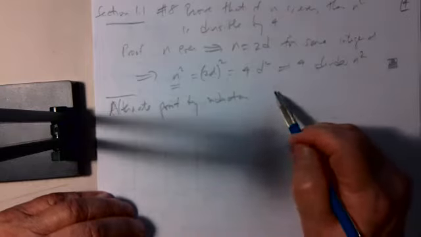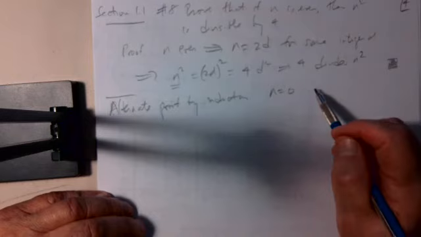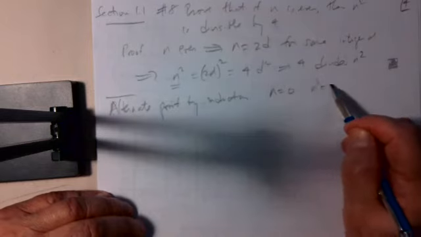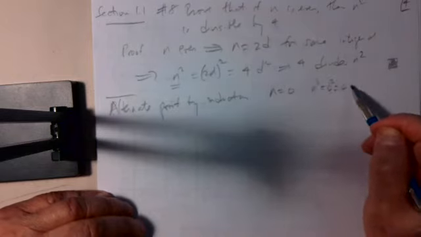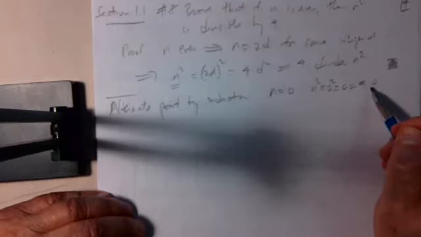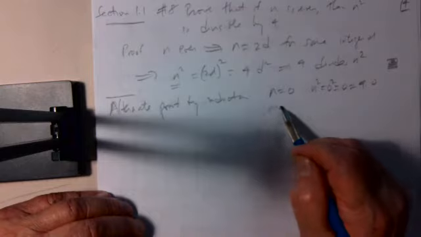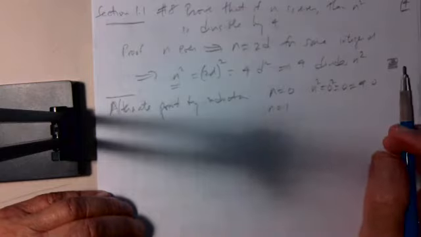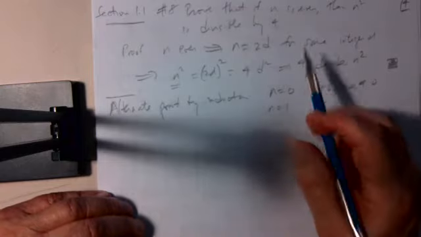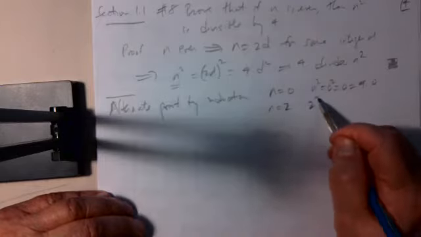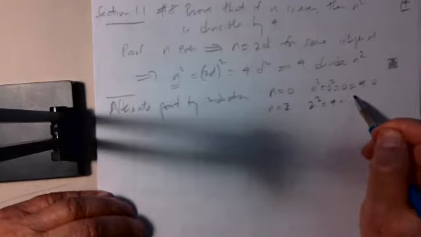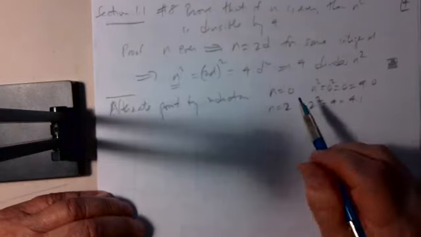So we could look at the case n equals 0. In that case, n squared is 0 squared, which is 0, which is 4 times 0. So n squared is divisible by 4. Or if you want to start with n even, n equal to 2, 2 squared is 4, which is 4 times 1.